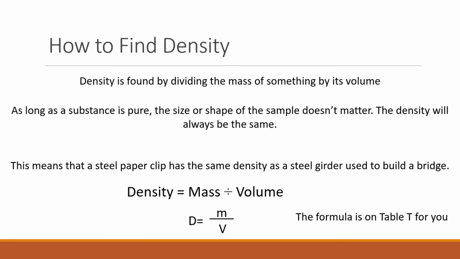An important and interesting thing about density is that as long as you have the same substance, the density should remain the same. It doesn't matter how much or how little of that substance you have. If it is the same substance, it should have the same density, the same ratio of mass to volume. So the example I used here is a paperclip made of steel is going to have the same density as the steel I-beams that you see used to build bridges and construction and such.